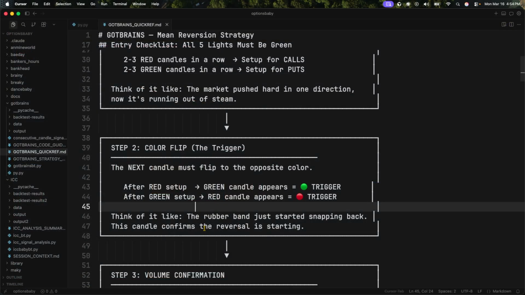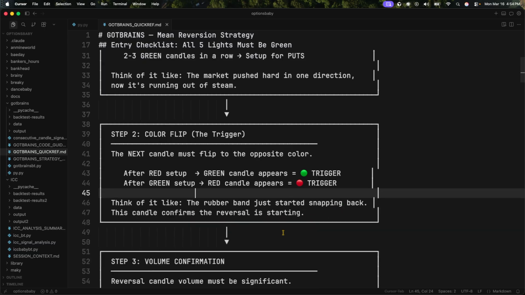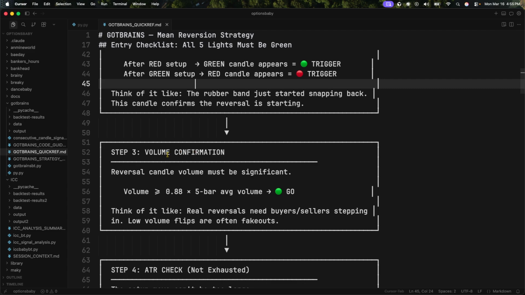So think of it like this. It's a rubber band that just started snapping back. The candle confirms the reversal is starting. And then volume confirmation. Like I said before, you don't need that much volume in order to have it, but I do want to see participation. So that's what volume is telling me here. So the reversal candle must have significant volume. I don't want to say significant. I just want to say participation, right? And that participation is just 0.88 times the 5-bar average, or 5-minute average. As long as it's 0.88 times the 5-minute average, I'm ready to go, right? We want to see participation. I don't want to see that much in it, right?